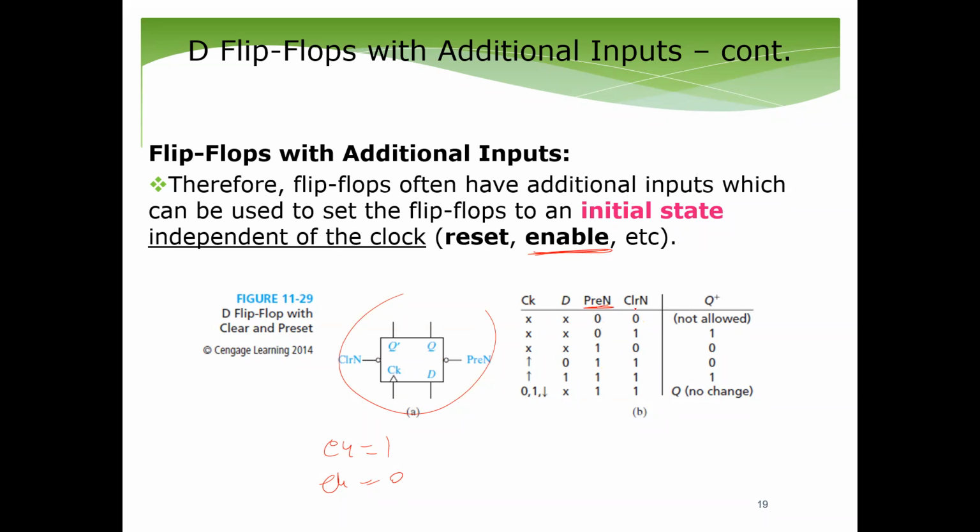This one is for preset and clear, which I personally call set and reset. But you have to understand what preset and clear are. Preset means set, and reset and clear mean reset. Don't confuse preset as equal to set. No, preset means set to 1. Reset or clear means set to 0. Okay? Don't get confused in these terminologies.